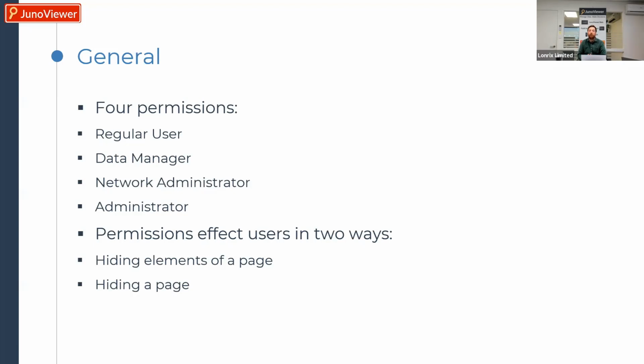Pages which are hidden vary from account to account and can be updated at the request of the account manager. For example, your account may want to give data managers the ability to approve changes made in the field inspection tool. So Lonrix would enable the approval page to data managers. Alternatively, another account may only allow network administrators or administrators to have access to this page. Let's look at the four permission types in a bit more detail.